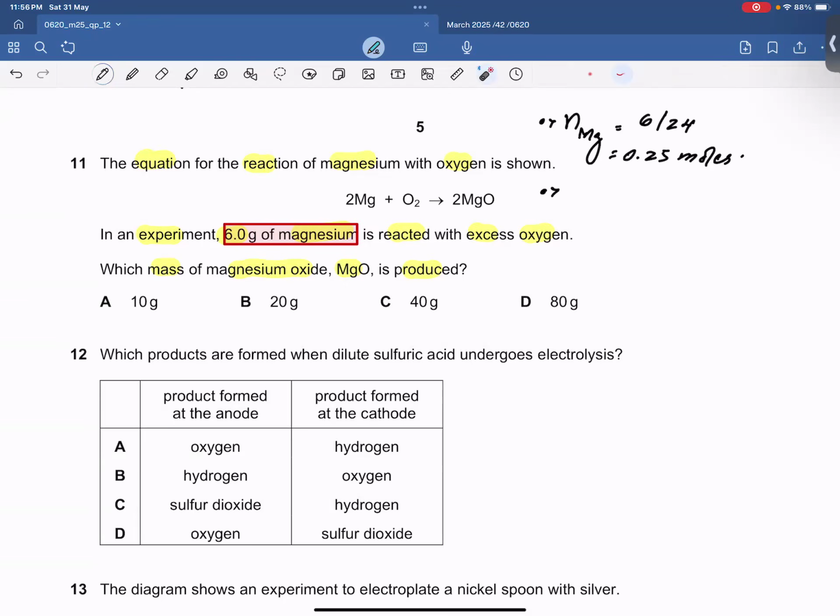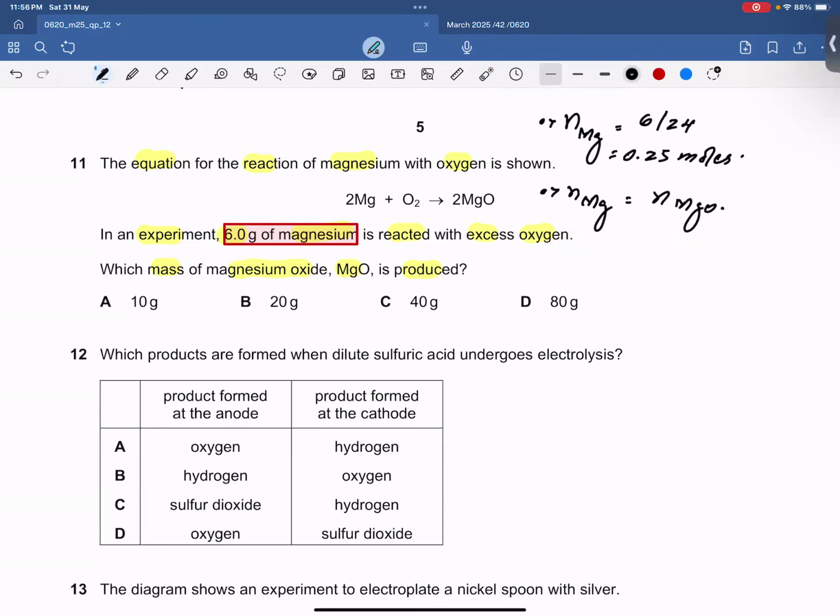Now look at the board. Look at this equation. It has 2 moles, and it also has 2 moles, which means both of them have a similar molar ratio, right? So moles of magnesium is always equal to moles of magnesium oxide, because they have the similar molar ratio. If we have 0.25 moles of magnesium, obviously it's going to be the same for magnesium oxide.